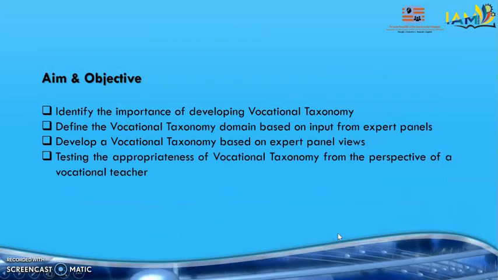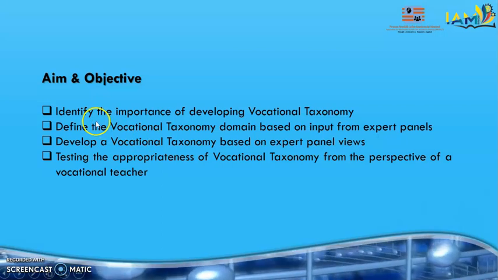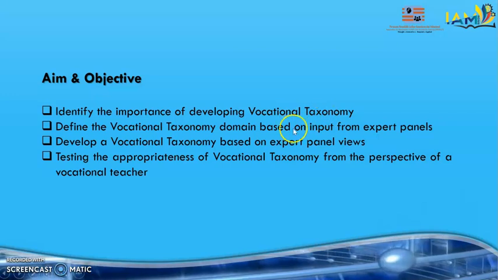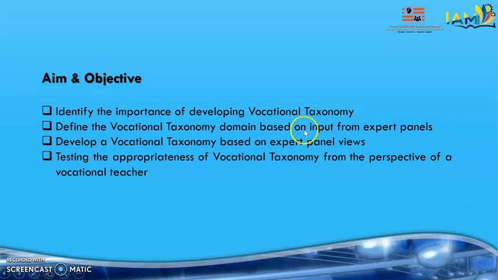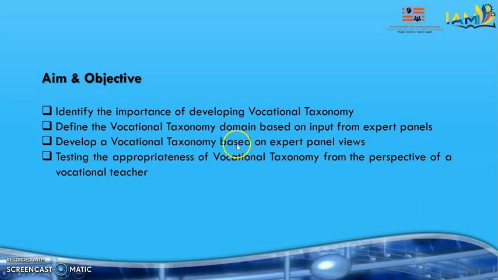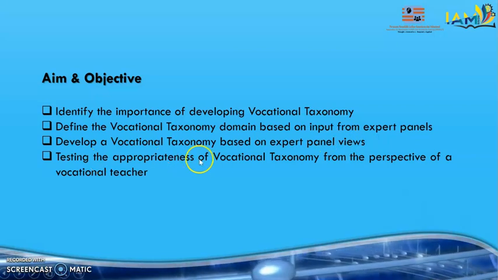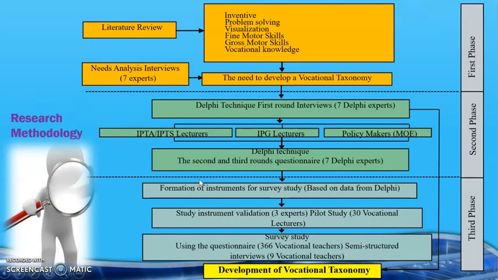Here are the aim and objectives of the research. First, identify the importance of developing a vocational taxonomy. Define the vocational taxonomy domains based on input from expert panels. Develop a vocational taxonomy based on expert panel views. Test the appropriateness of the vocational taxonomy from the perspective of vocational teachers.